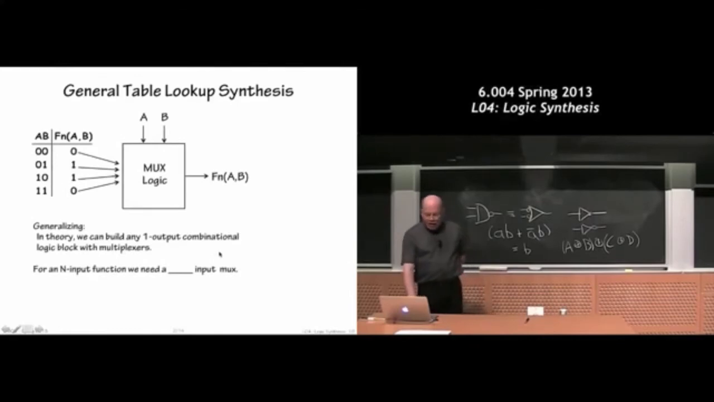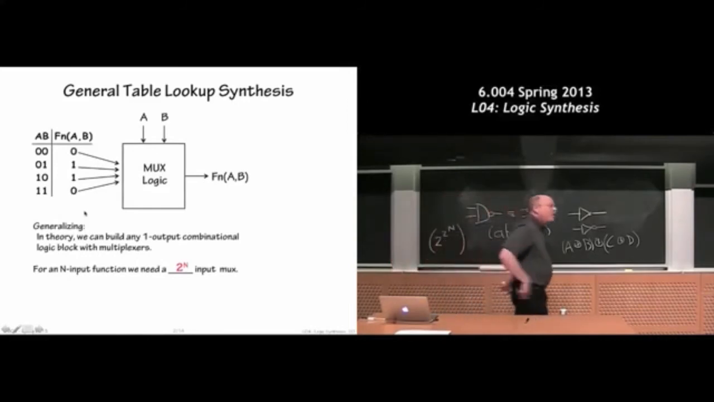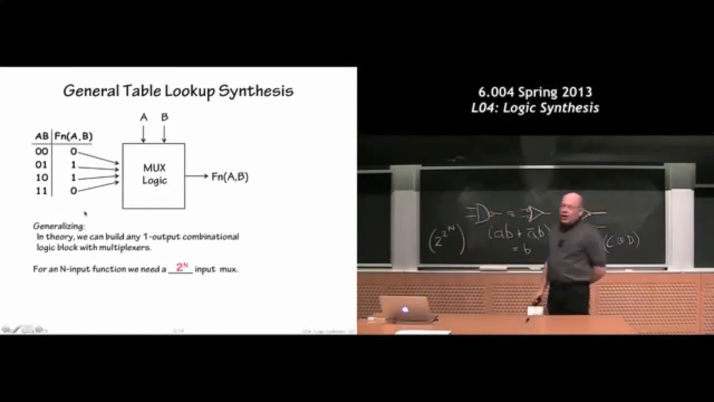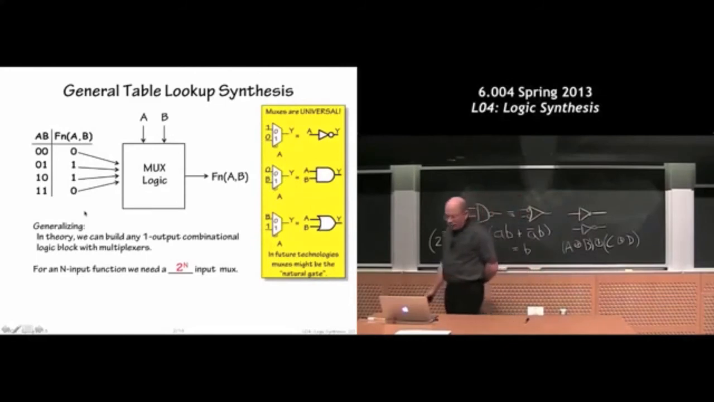Now, in fact, there's a whole type of logic family called a field programmable gate array, which implements these general purpose muxes. And what you're changing when you program the field programmable gate array to implement different logic functions is the zeros and ones that are wired to the inputs of the mux. In general, for an n input function, I need a 2 to the n input mux. And so this gets quite expensive for big logic.